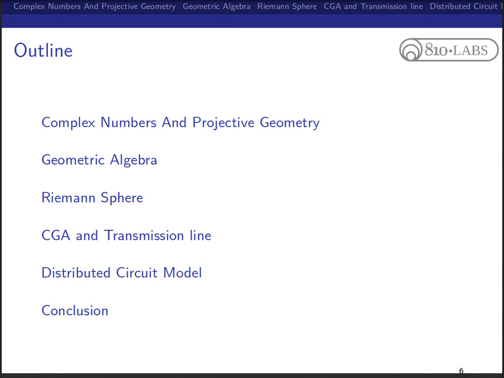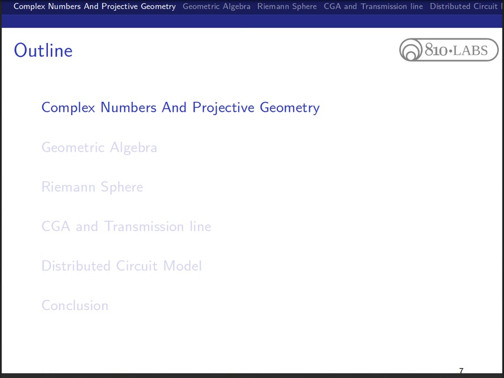Okay, so here's the outline of the talk. First I'm going to describe complex numbers and projective geometry just to give a little bit of context and background. Then I'm going to give a brief introduction to geometric algebra. Then we're going to move on to the Riemann Sphere. We're going to find some problems with the Riemann Sphere, which is going to motivate us to use conformal geometric algebra. And then we're going to discuss some transmission line theory with this. Finally, we're going to give an example of analyzing a distributed circuit model and move on to a conclusion. There are some other examples in the paper about impedance matching, but they're not given in this presentation just out of time considerations. Okay, so complex numbers and projective geometry.